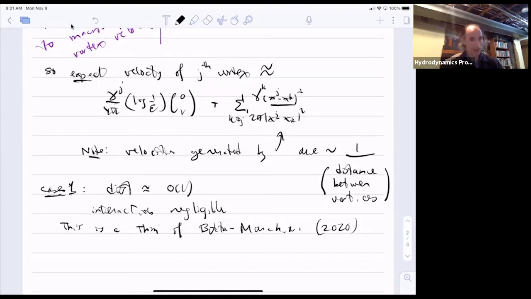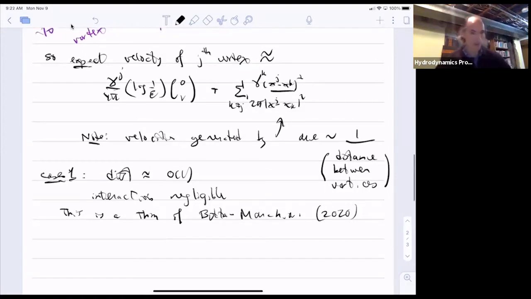I may say a few words about how the proof goes. We can understand the strategy at least. But it's harder to prove, and the phenomenon is not very interesting. Each guy just moves with its own internal velocity, and they don't interact much. Okay, the interaction is negligible.